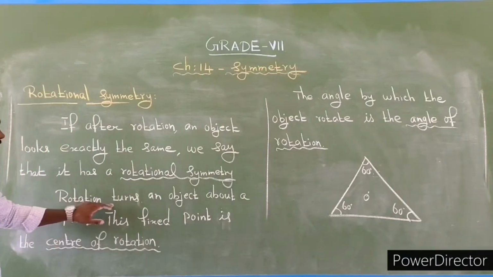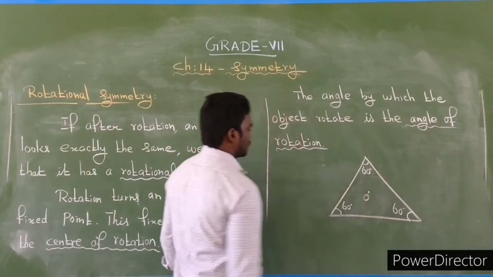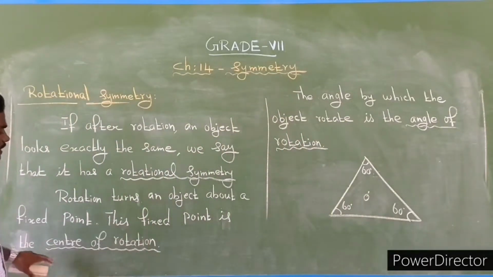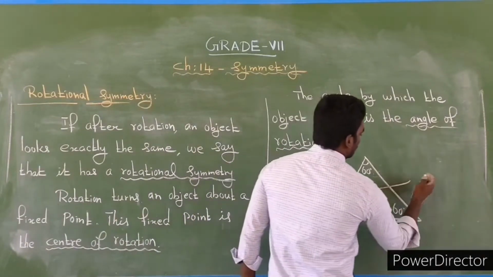Rotation turns an object about a fixed point. Rotation turns this object about this fixed point. This fixed point is called what is that? Center of rotation. So this point O is called what is that? Center of rotation.